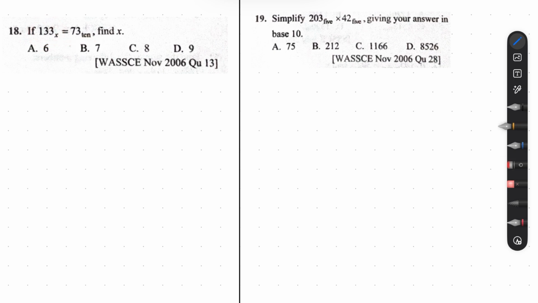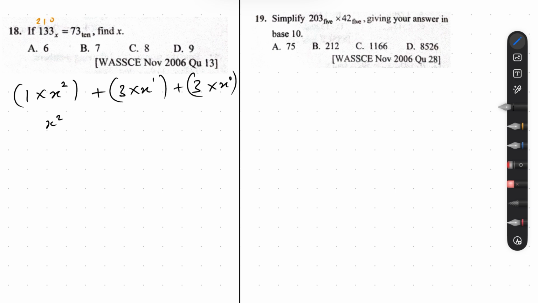Let's label our number 0, 1, 2. And then we convert it to base 10. How do we do that? Very simple. 1 times x power 2 plus 3 times x power 1 plus 3 times x power 0. Here we have x squared plus 3x plus 3.